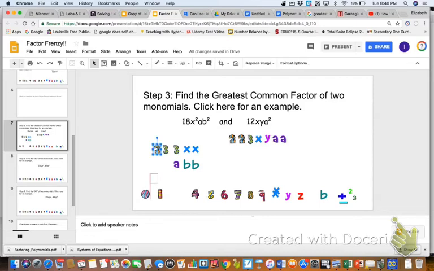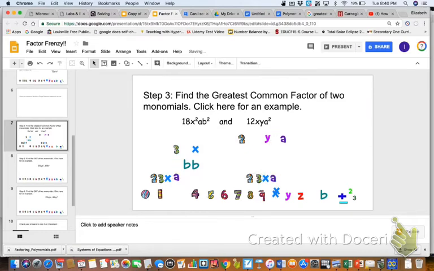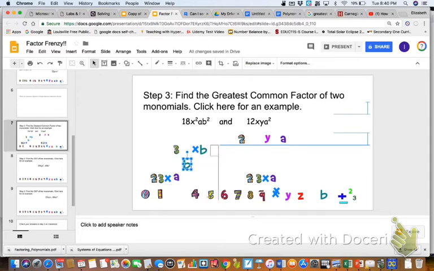They both have a 2. So I'm going to pull that out. Both of them have a 3. They each have an x. And they each have an a. So, in order to find the greatest common factor, that means the greatest factor that they both share, this is what they both had in common. They had a 2, they had a 3, they had an x, they had an a.